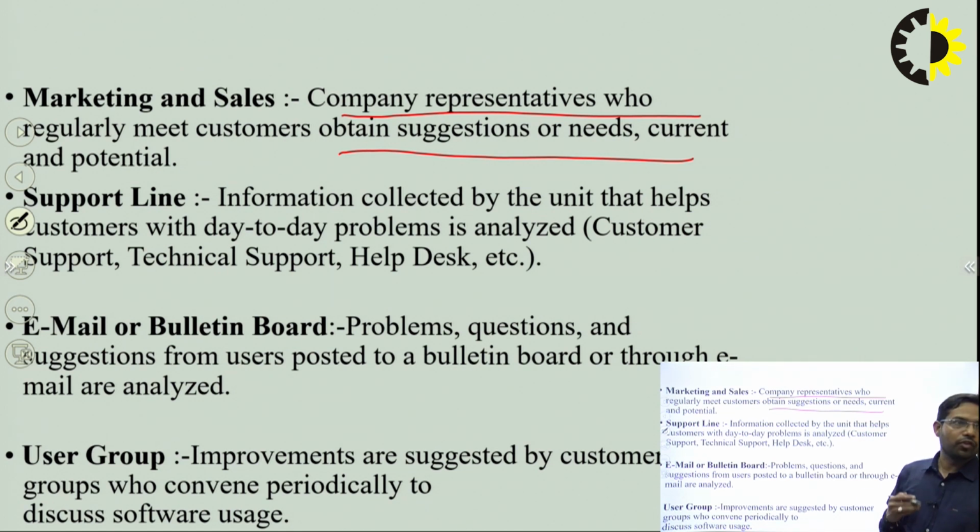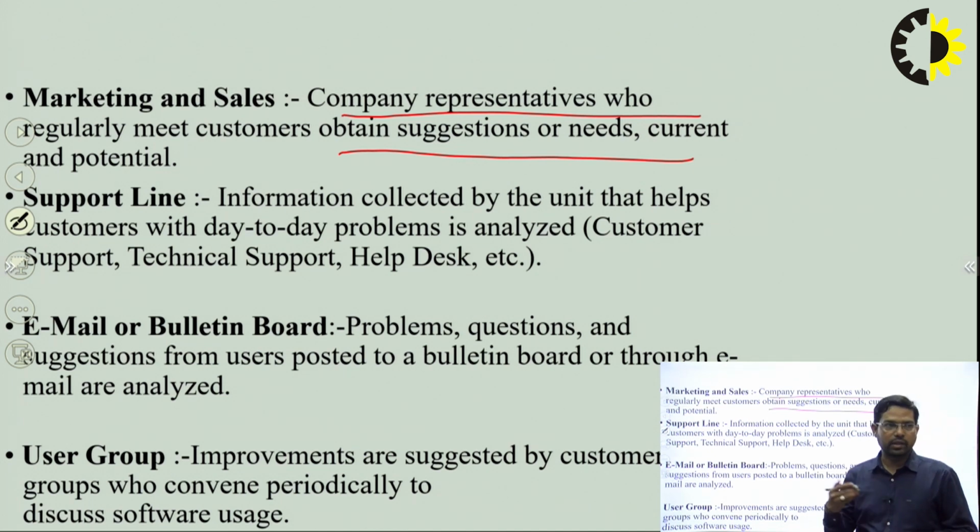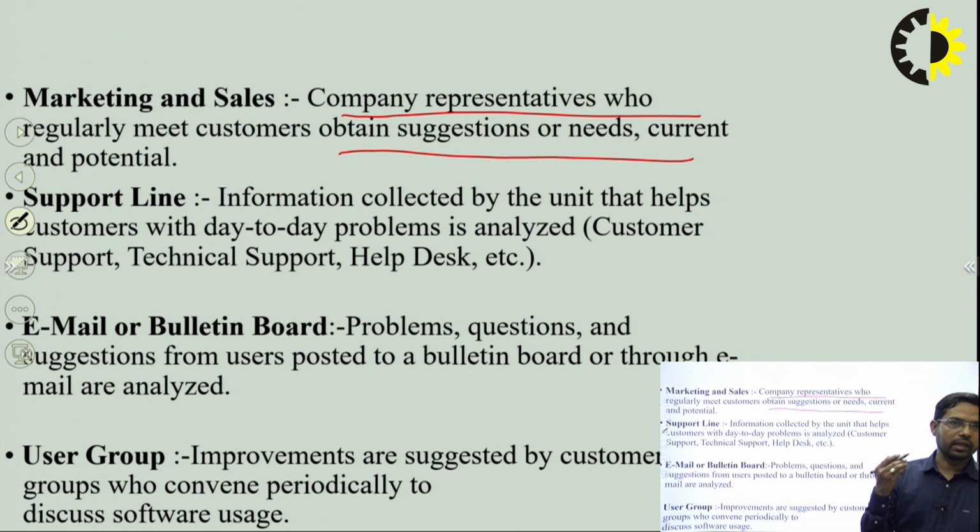Support line: information collected by the unit that helps customers with day-to-day problems is analyzed. Customer support, technical support, help desks, etc. are used for the support line, just like a hotline used for any customer care.